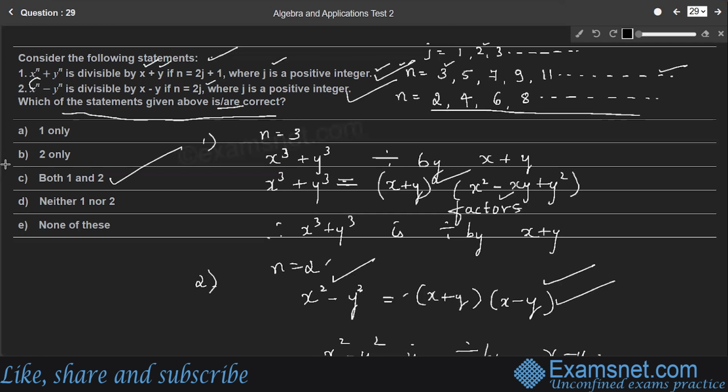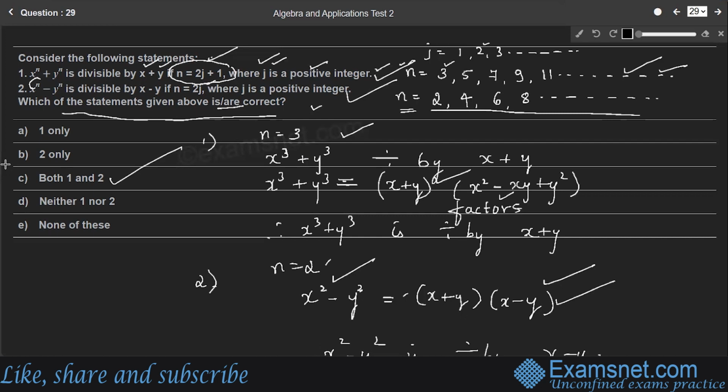Students, I'll repeat once again. Here, for the first statement, consider the values of n. Using the formula n is equal to 2j plus 1, where j is a positive integer, possible values of n are 3, 5, 7, 9, and it continues. And for the second statement, possible values of n are 2, 4, 6, 8, and it continues. Right? Now substitute the value of n. So you can consider 3, 5, 7, 9, right, in statement 1.